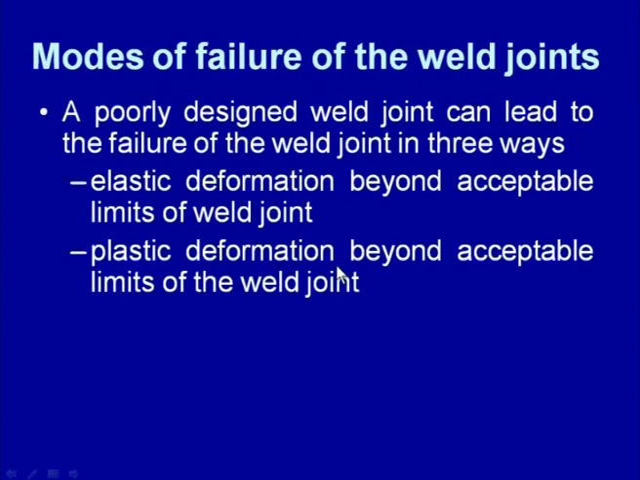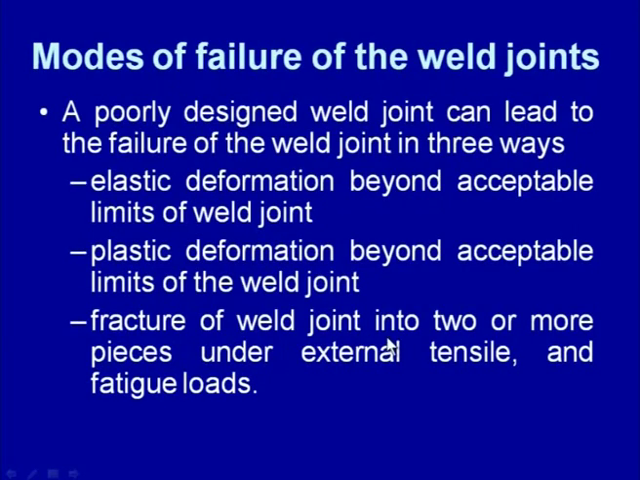This is the second possibility, when the plastic deformation under the external loading goes beyond the acceptable limit. This can also make the system inoperable or unsafe for further application, and this is a third situation where under the external loading the system of the weld joint breaks into two or more pieces under tensile or fatigue loading conditions. So, these are the three ways through which failure of the weld joint can occur: when the elastic deformation occurs beyond the acceptable limit, second when the plastic deformation goes beyond the acceptable limits, and third when fracture of the weld joint takes place.